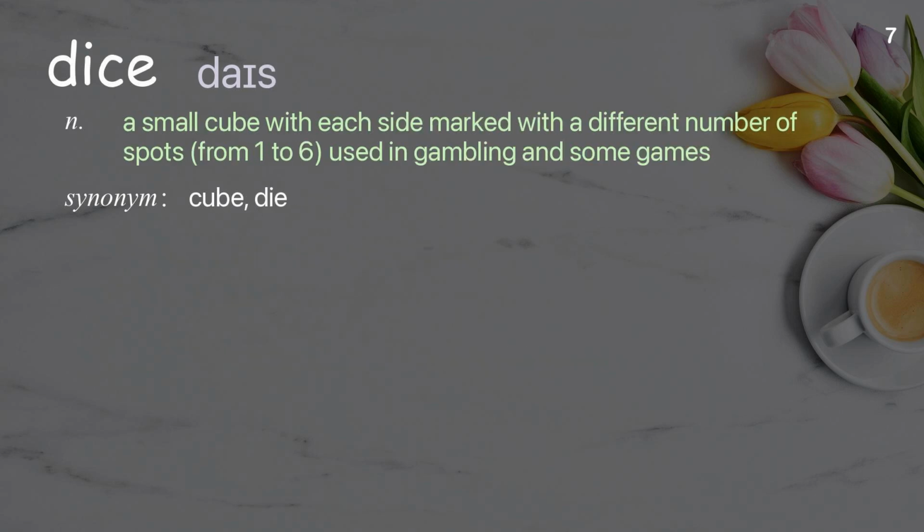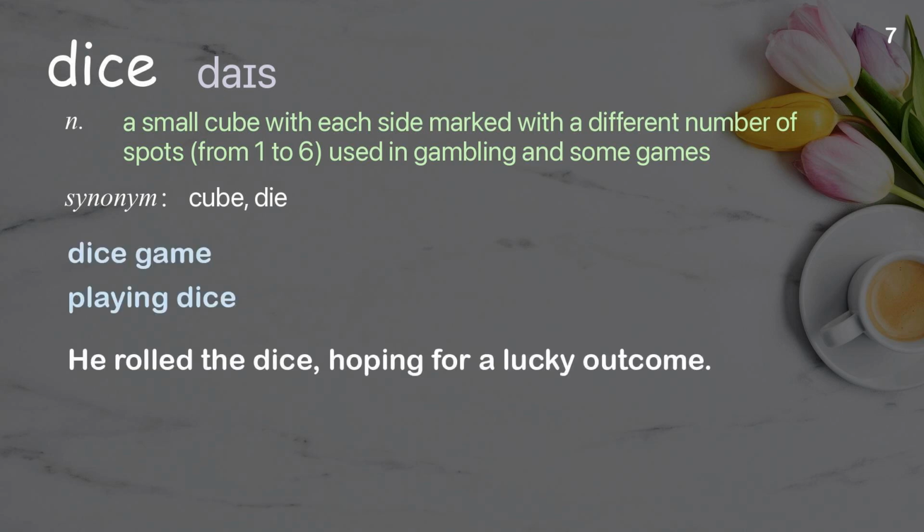Dice. A small cube with each side marked with a different number of spots, from 1 to 6, used in gambling and some games. Examples. Dice game. Playing dice. He rolled the dice, hoping for a lucky outcome.